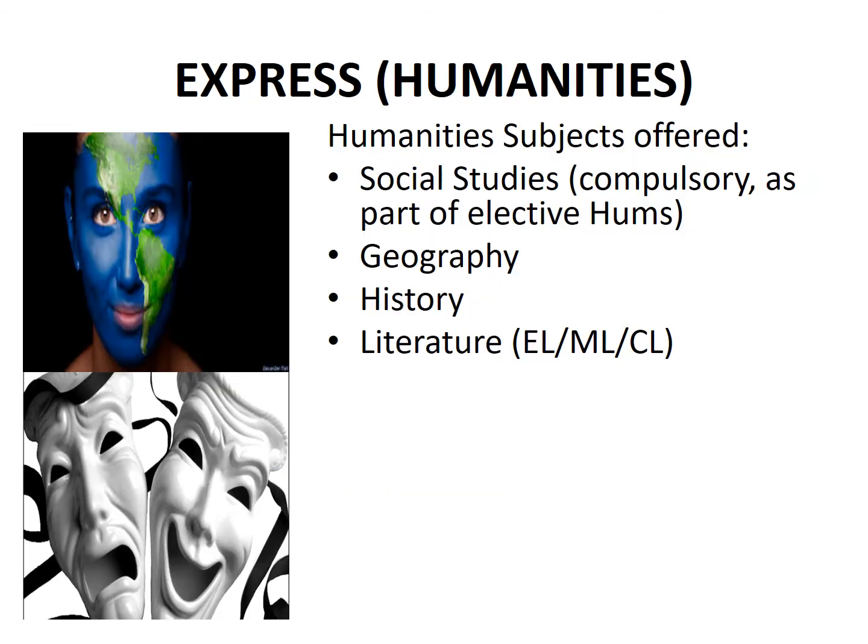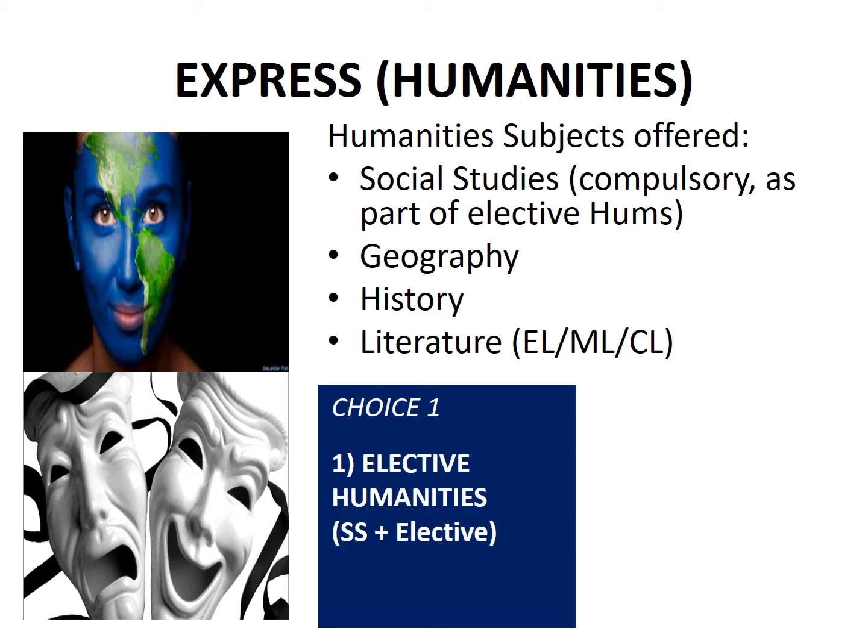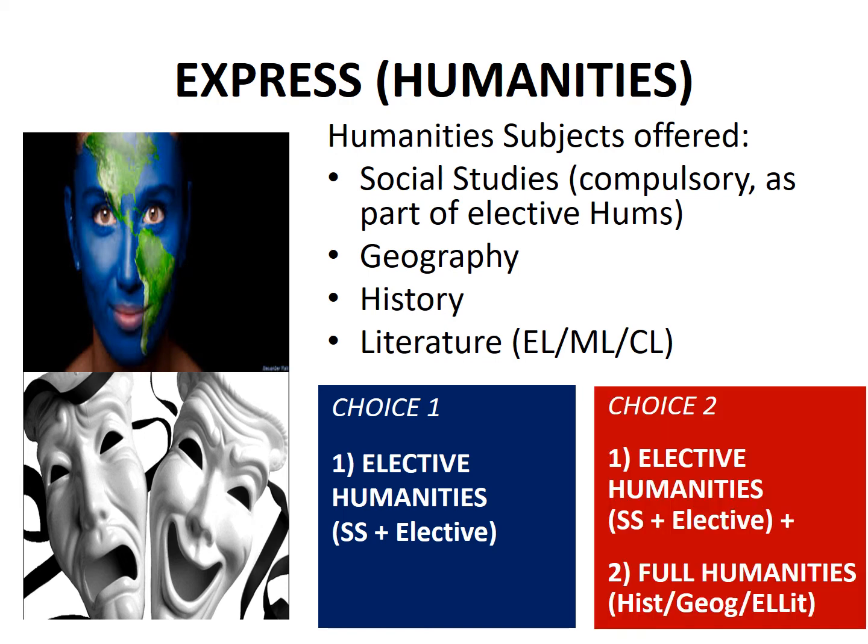There are two choices available for humanities. The first choice is to study one humanities subject, that is elective humanities. And the second choice is to study two humanities subject, the elective humanities and a full humanities subject. More information will be shared in the next few slides.